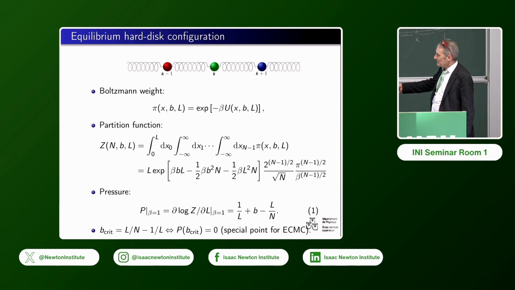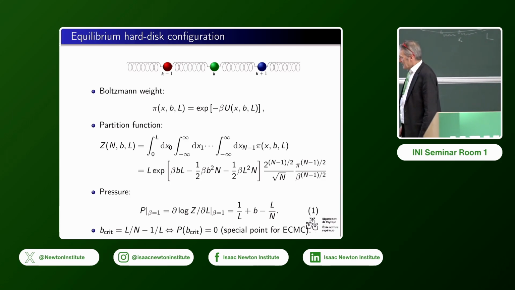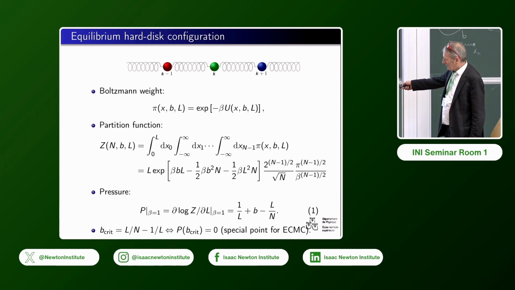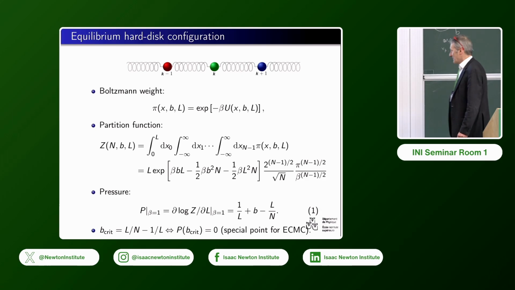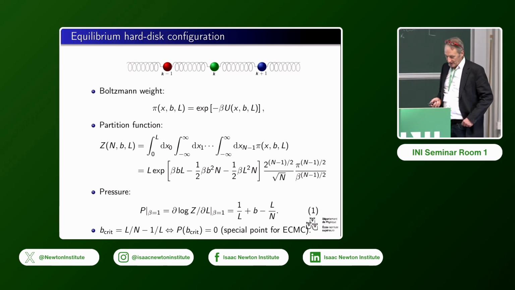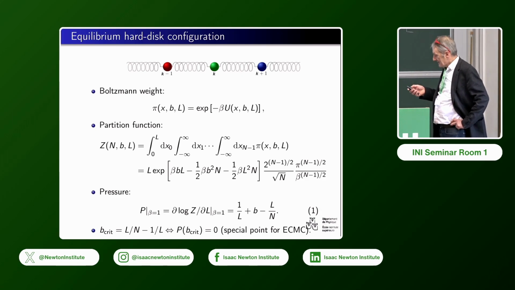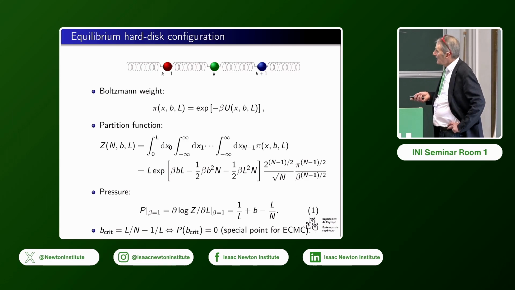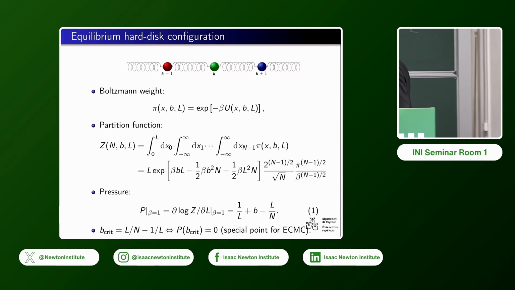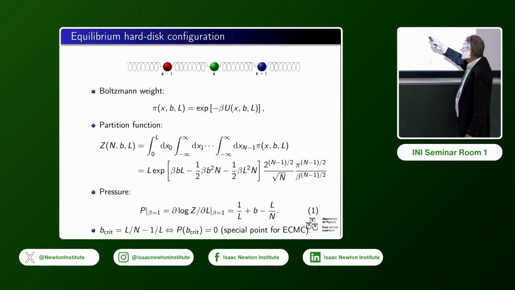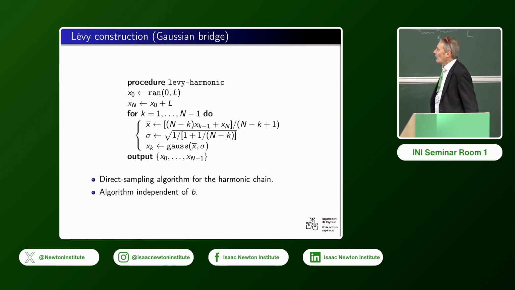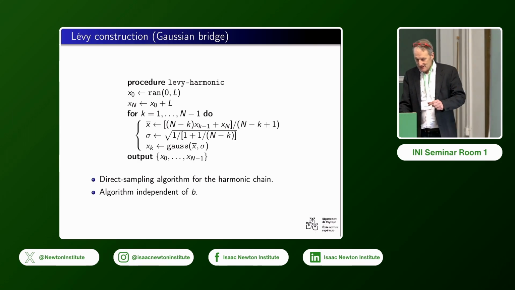And there's a critical value of B where the pressure goes to 0. So up to a term in 1 over L, the critical B is going to be L over N. So if L is 2N, then it's going to be 2. And that will turn out to be a special point for event chain Monte Carlo. So here you see, of course, that the partition function also only trivially depends on B. So you may ask, why do we? Anyway, we'll see the story.